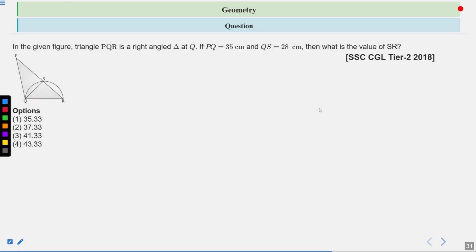In the given figure, triangle PQR is a right angle triangle at Q. If PQ equals 35 centimeter, QS equals 28 centimeter, then what is the value of SR? And this question was asked in SSC CGL Tier 2 exam in 2018. So there are four options. First one is 35.33 centimeter, second is 37.33 centimeter, third one is 41.33 centimeter, and fourth one is 43.33 centimeter. Now you have 10 seconds to analyze the question. Your time starts now.